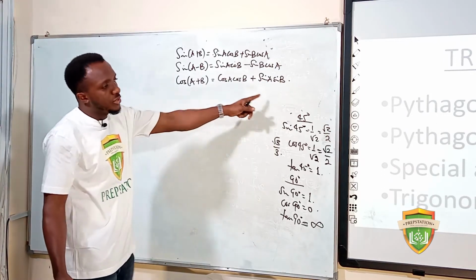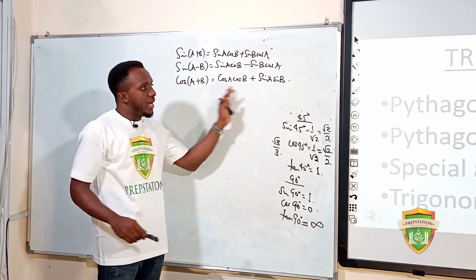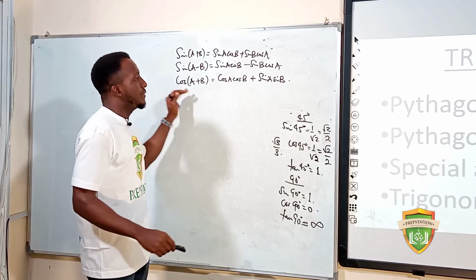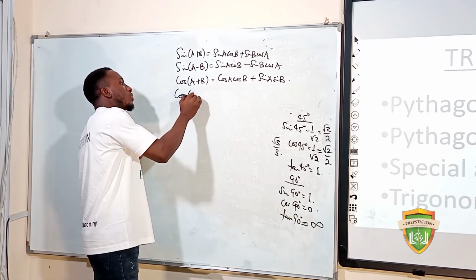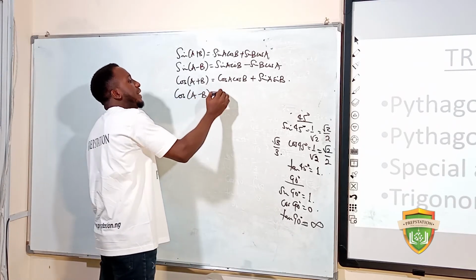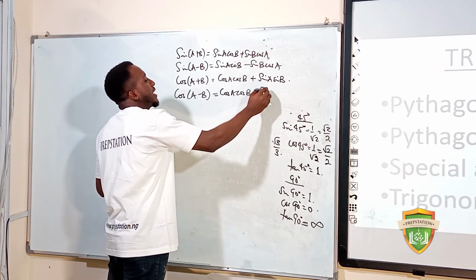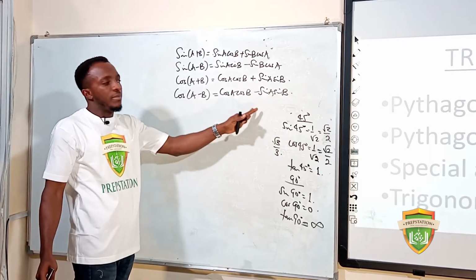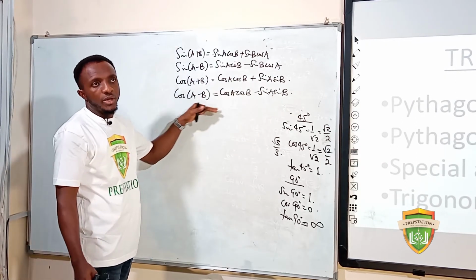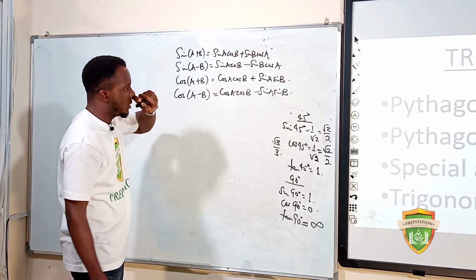Now, I have searched through the JAMB past questions and I didn't find any identity question on this. But then, let's just have it. Let me just give you. Cos A minus B is cos A cos B minus sine A sine B. Time will fail me to prove these laws, or these identities. I can just prove only one for you, then you have an understanding.